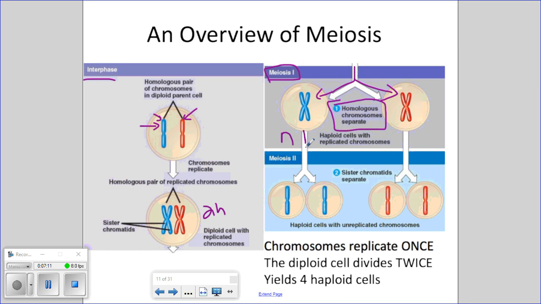In meiosis 2, this is where you now get separation of the sister chromatids. These sister chromatids now separate into separate cells. The end result at meiosis 2 is that you end up with 4 haploid cells.